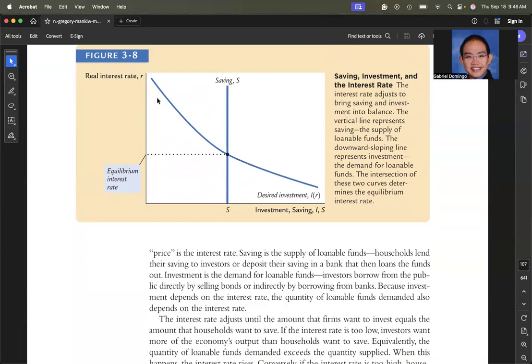Investment is here, but it is related to R. In fact, it's negatively related to R. There will be one point of intersection, and that is the value of R that makes your investment equal to your savings. That is the equilibrium in this model.